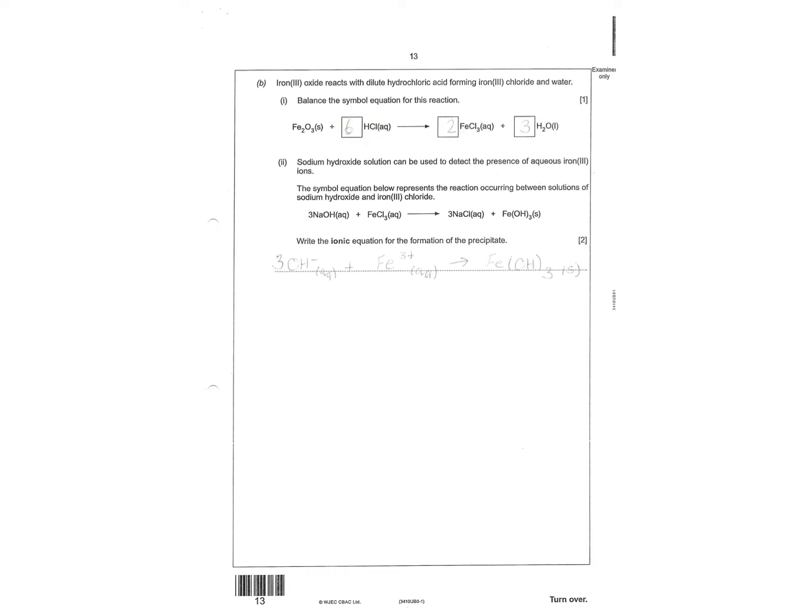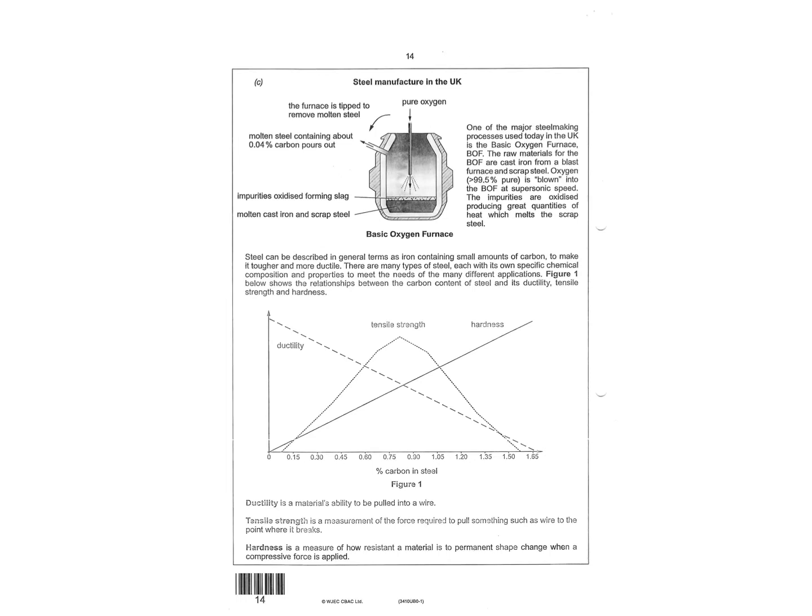Okay, when you are forming a precipitate, you're looking for the one that is the solid. So we've got 3 OH minus plus 1 Fe 3 plus would give you that. Remember to include the numbers and state symbols, but it's always the solid you're going to do there.